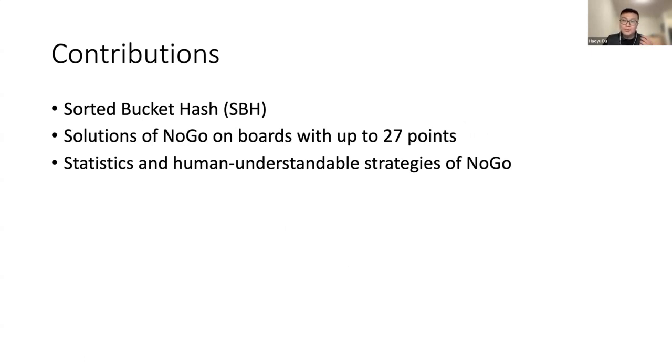So what do we mean by weakly solving a game? It means that we not only want to determine the game's theoretic value of the empty board, but we also want to preserve a winning strategy. Through weakly solving games, we actually had a chance to collect some statistics and discover some interesting properties and human understandable strategies of NoGo. And to accomplish all of these, we used a hashing scheme. We call it sorted bucket hash.